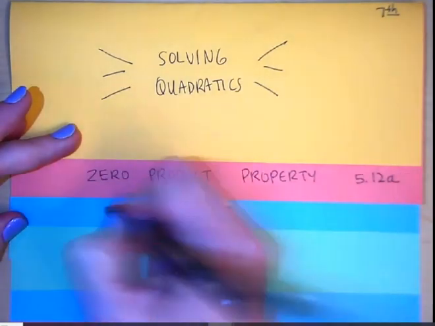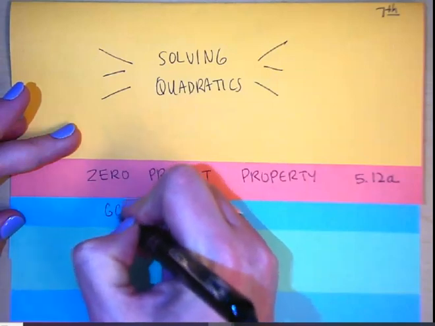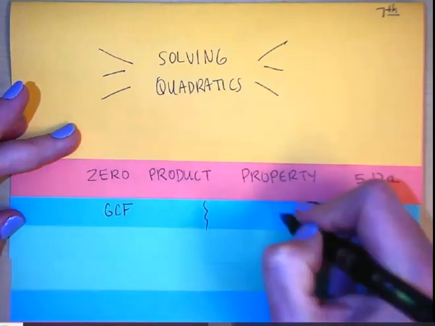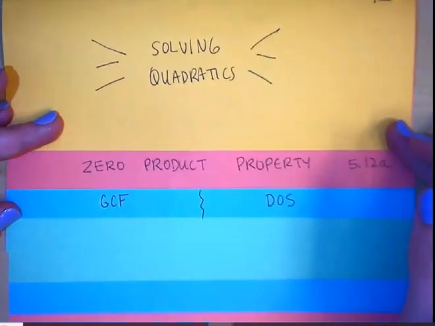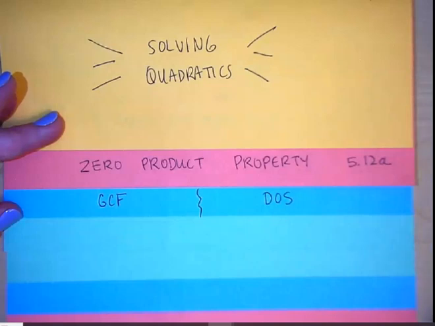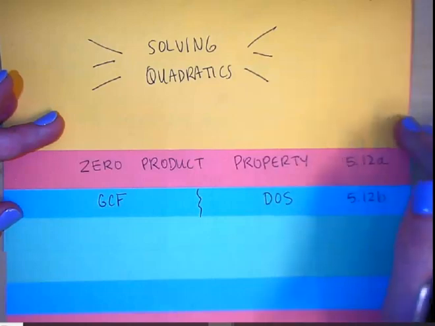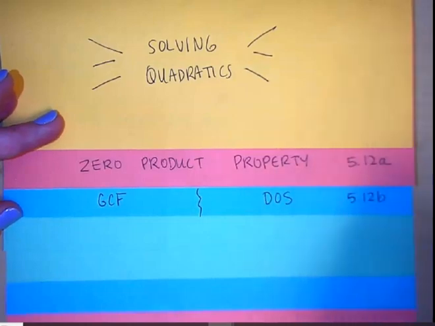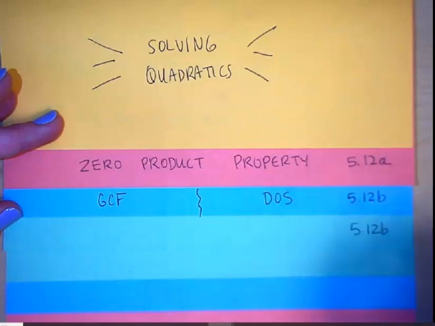The second one is going to be a left and right side. So the left side is labeled GCF and the right side is DOS for difference of squares. And the section number for this tab is 5.12b. And the section number for the next tab, also 5.12b. So we're doing two tabs today.